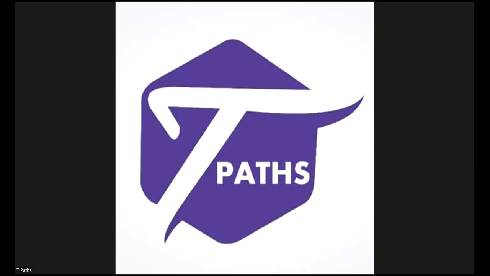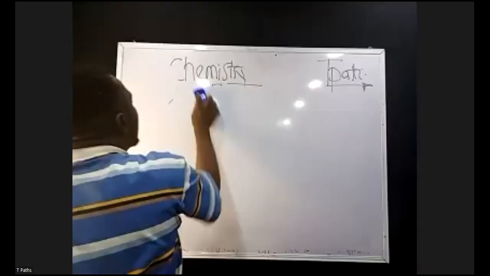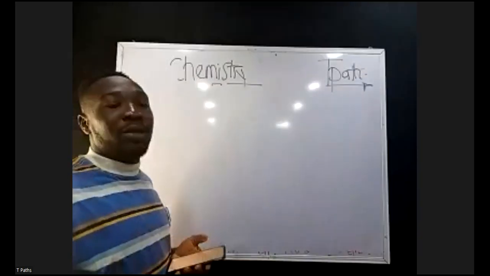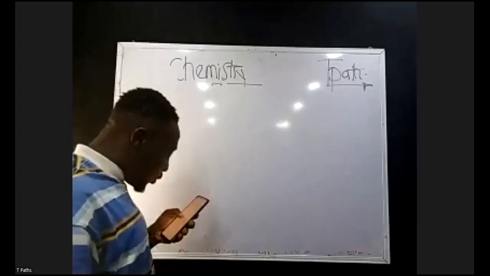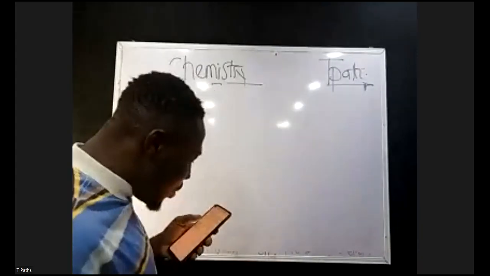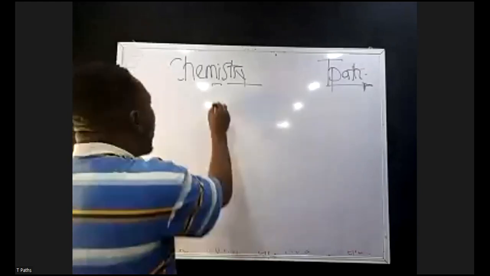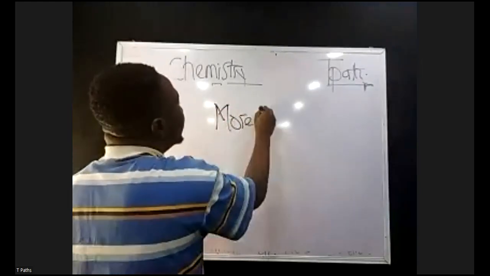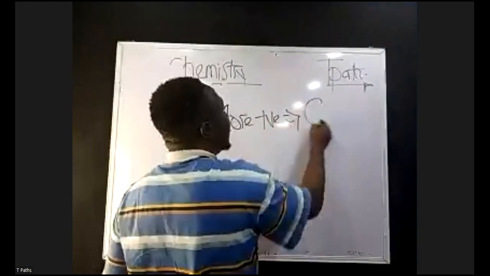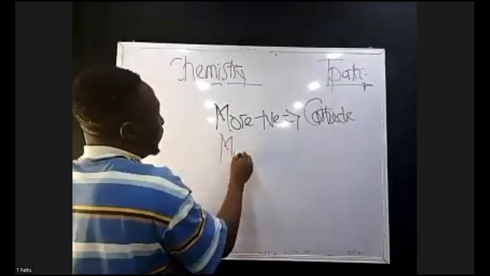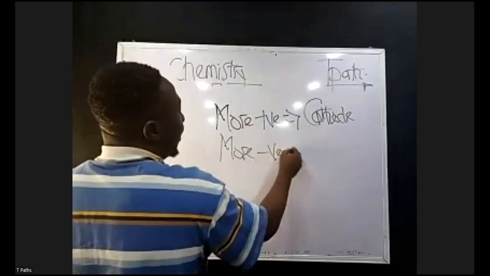So we're back from our break. Now let's see how we apply this to the electrochemical series. We said earlier that when we have a more positive reduction potential, such a species serves as the cathode. More positive, that is the cathode, while more negative is the anode.